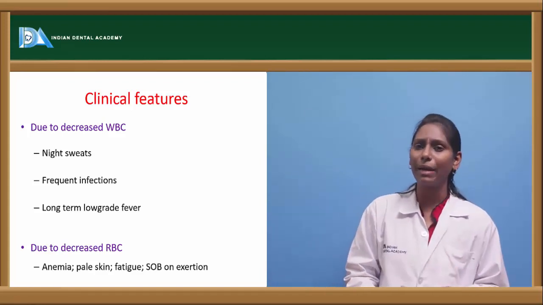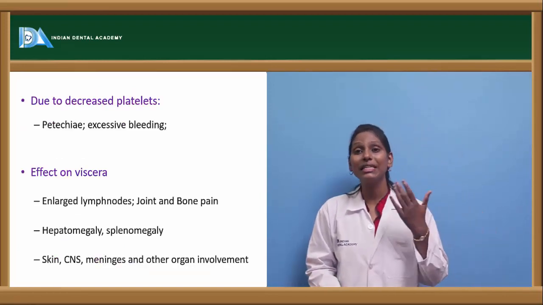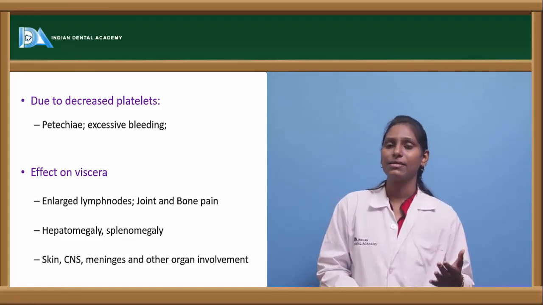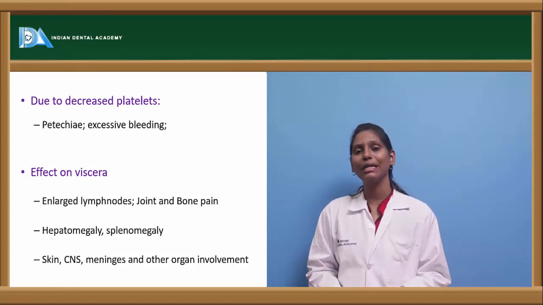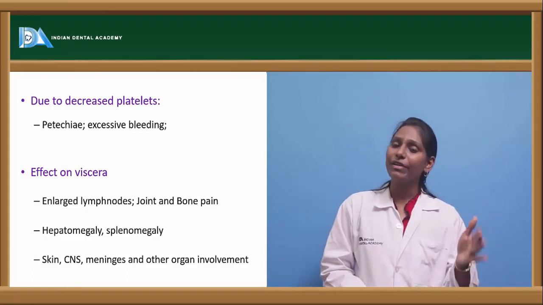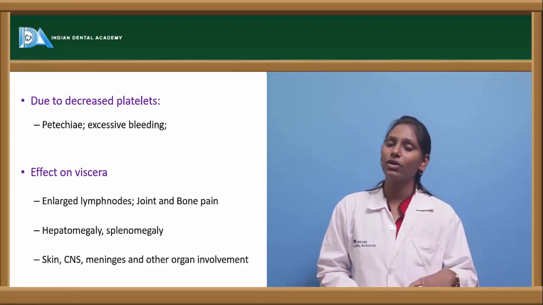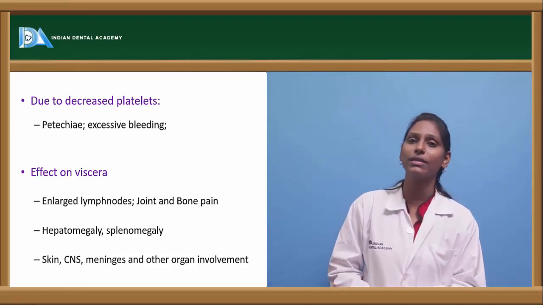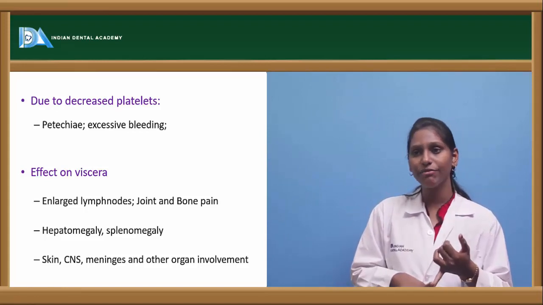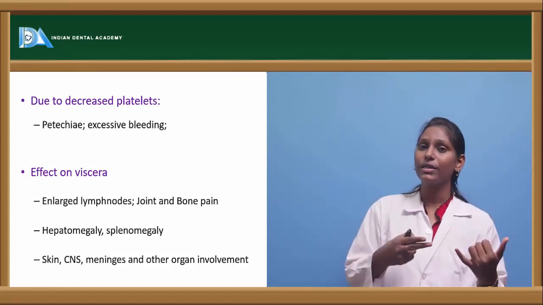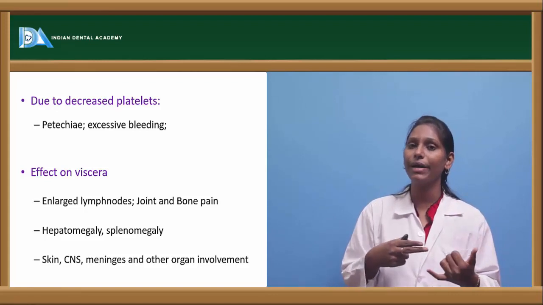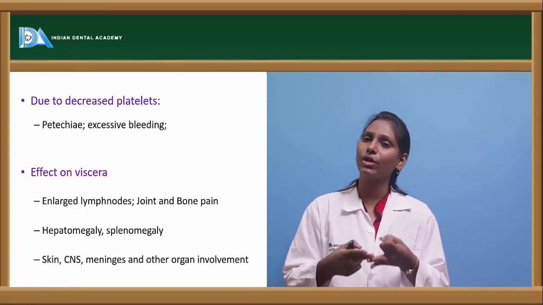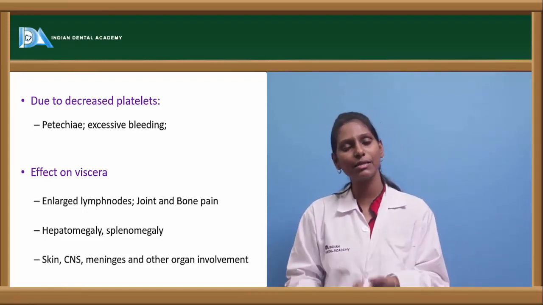The patient will have palpitations, shortness of breath, etc. Due to decreased megakaryocytes, that is decreased platelets, bleeding diathesis occurs, like petechiae, excessive bleeding, and hematomas. Affecting the viscera, these immature WBCs start infiltrating the visceral organs, so there will be enlarged lymph nodes. If they infiltrate the joints and the bone, especially the bone marrow, there will be bone pain and joint pain. Hepatomegaly and splenomegaly occur because of infiltration of WBCs into the liver and spleen respectively.